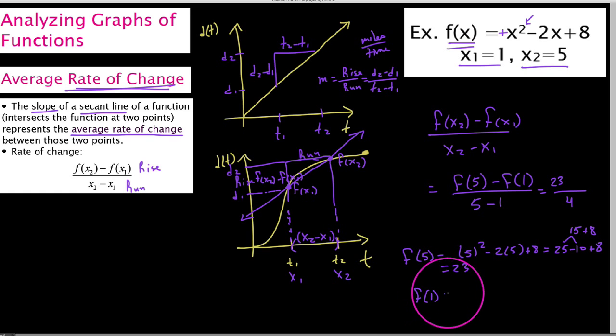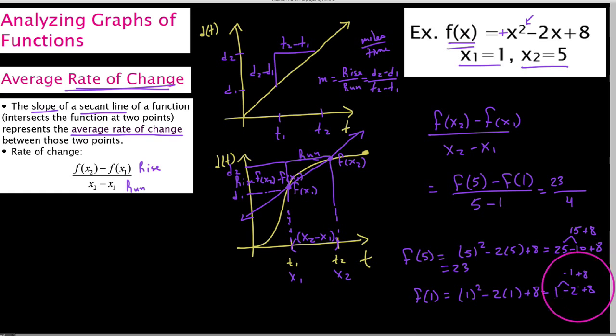And we say, well, what is f of 1? And again, we'll just go ahead and plug that input value into our function here. Say 1 squared is 1, minus 2 times 1 is 2, plus 8. And 1 minus 2, of course, is negative 1 plus 8. So we get a value of 7.